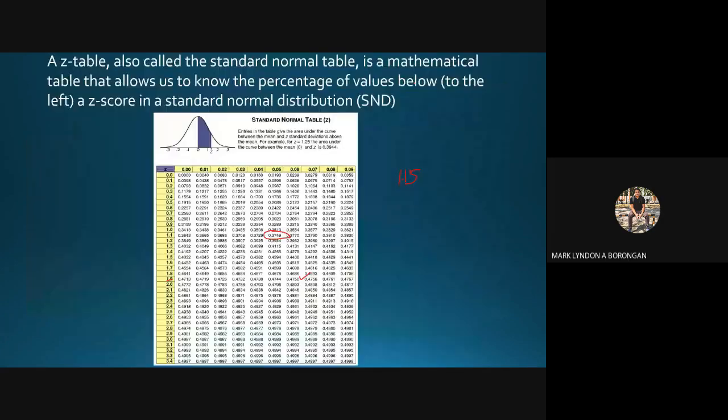Next, let's say 2.94. What is the area of 2.94? Anybody? Okay, Mr. Valdez. 0.4984, sir. 0.4984. Okay, very good.